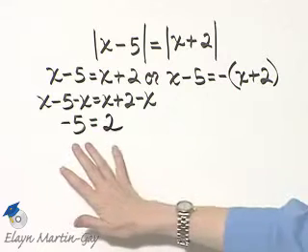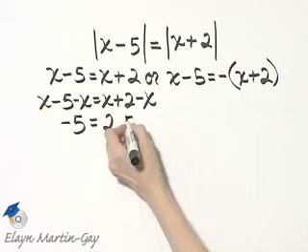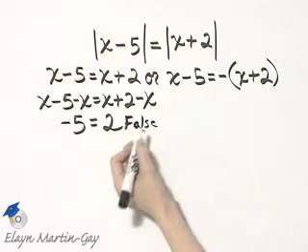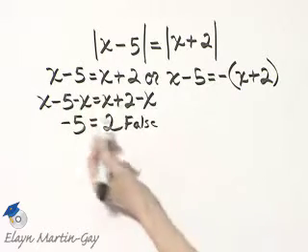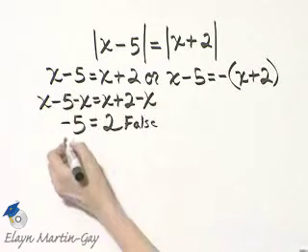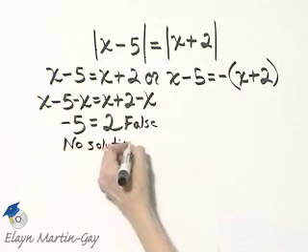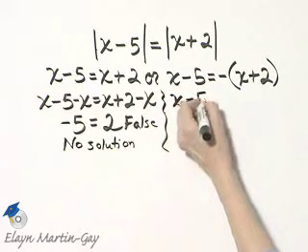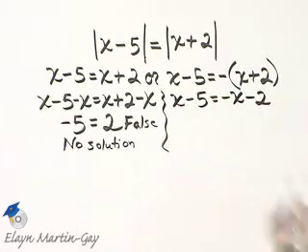Now what happens when all variables subtract out and you have a false statement? Negative 5 is equal to 2, that is a false statement. That means the original equation here has no solution. So this equation gives us no solution so far. What happens on the other side? I'll have x minus 5 is equal to negative x minus 2, taking off parentheses and distributing.